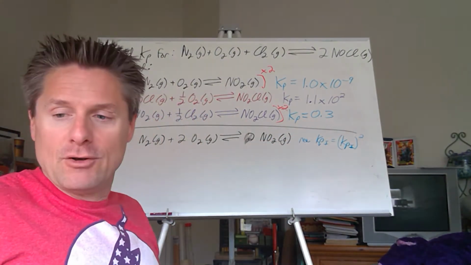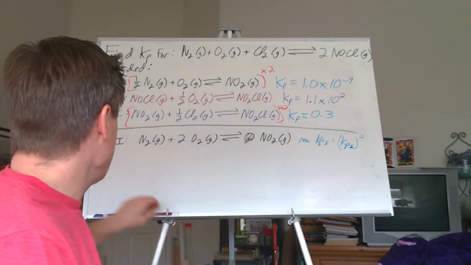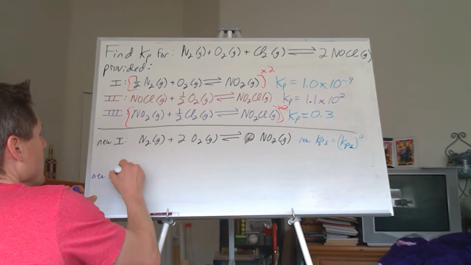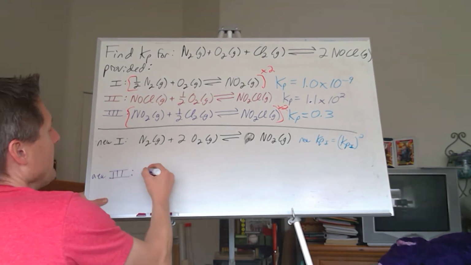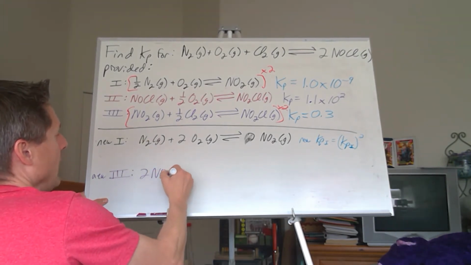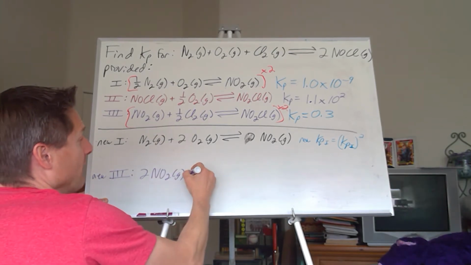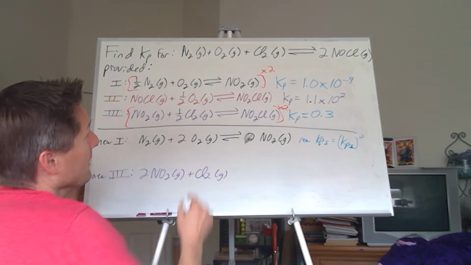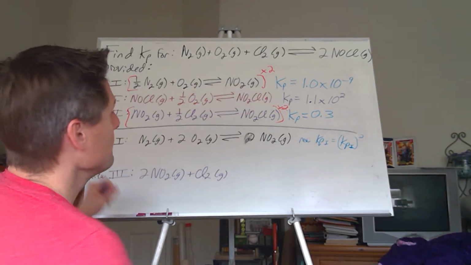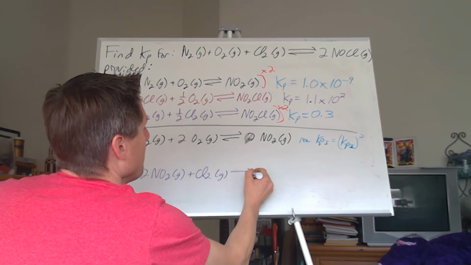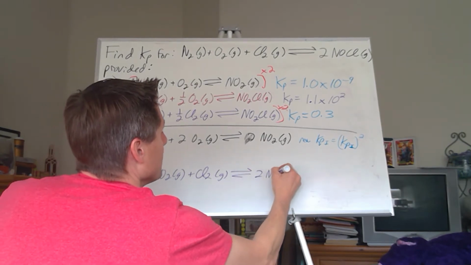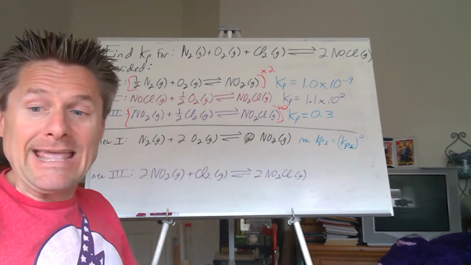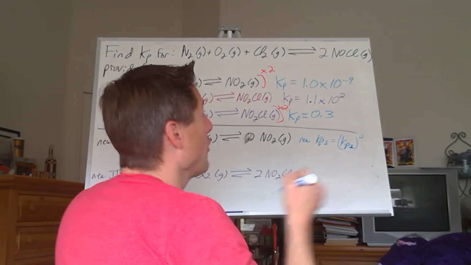So let's rewrite the new equation for equation 3. So I'm going to multiply that by 2. So I get 2 NO2 gas. 2 times 1/2 is 1. So I get my 1 mole of chlorine gas. And that was the whole reason for doing this, because I want the 1 mole of chlorine gas here. And then I'm going to multiply that by 2 to give me 2 moles of NO2Cl gas. And what I'm going to end up doing is taking Kp3 here, and I'm going to square that.